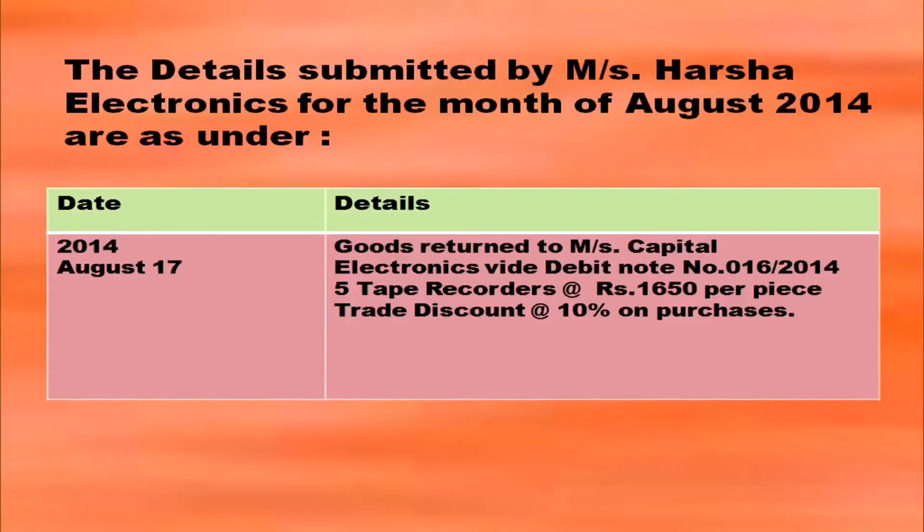Here is a question which will give information of Messrs. Harsha Electronics, who has returned some goods to Messrs. Capital Electronics. What they have returned? 5 tape recorders at rupees 1650 per piece and trade discount at 10% on purchases. How you have to write purchase returns book or purchase returns journal?